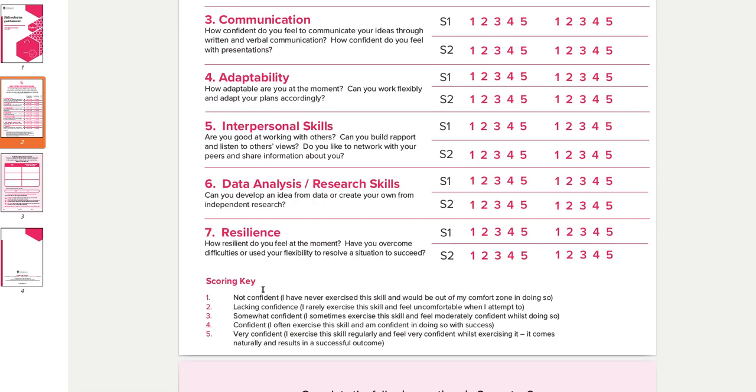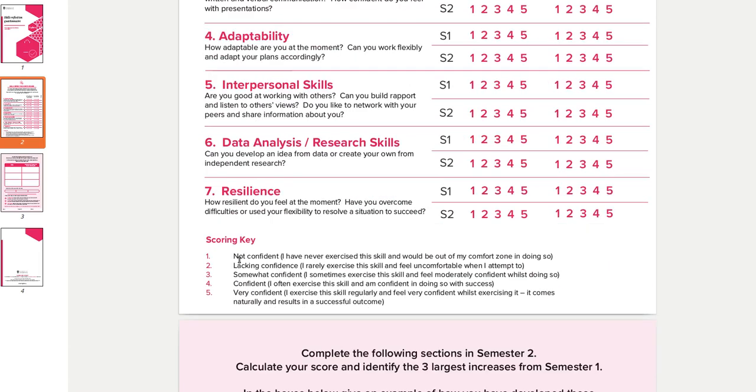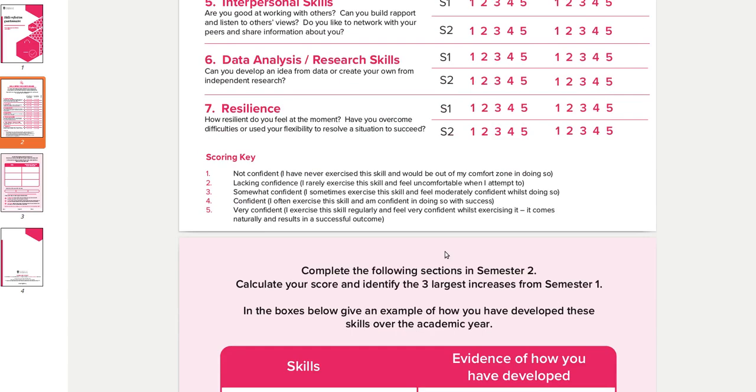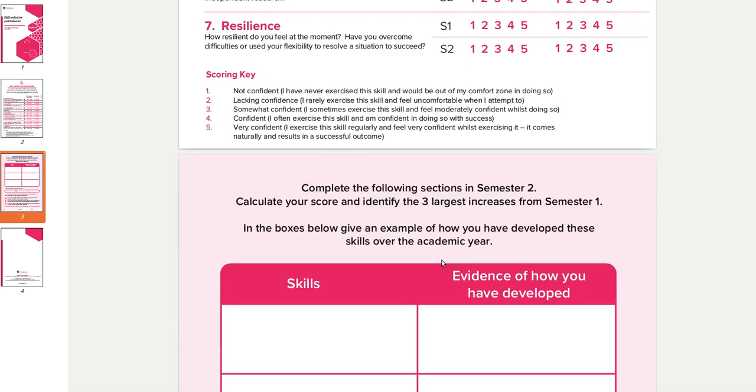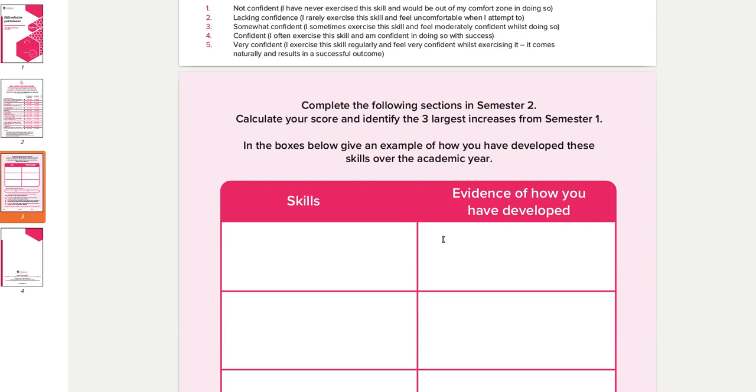Everything else, this is important. Here's the scoring key. 1 is low, so 1 is not confident: I have never exercised this skill and will be out of my comfort zone. Up to 5, very confident: you have lots of experience and you feel confident doing it.